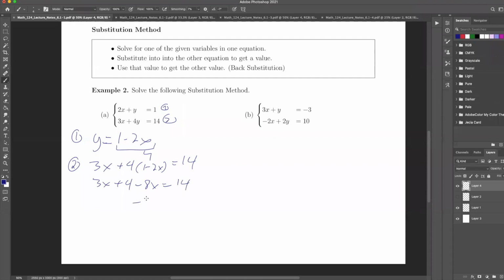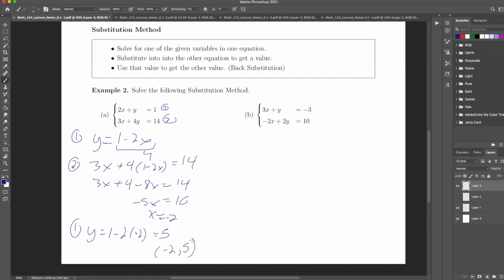So it'd be 3x plus 4 minus 8x equals 14. This comes together to be minus 5x, minus 4 from both sides. I get minus 10, or positive 10, so x equals minus 2. Once I know x equals minus 2, I plug it back into 1. So y equals 1 minus 2 times minus 2, that means y equals 5. And so here I have the solution of minus 2 comma 5.